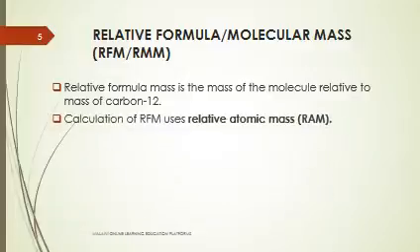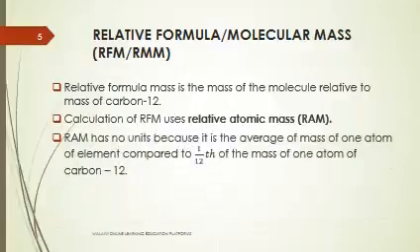Now let us go to how to calculate RFM. RFM uses relative atomic mass, also known as RAM. So if you want to calculate RFM, you use relative atomic mass. Relative atomic mass has no units because it is the average mass of one atom of an element compared to the mass of one atom of carbon 12. That gives a ratio. So the RFM has no units.